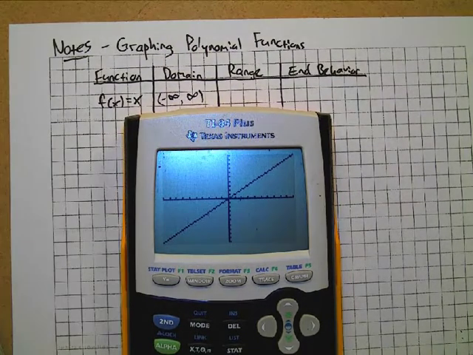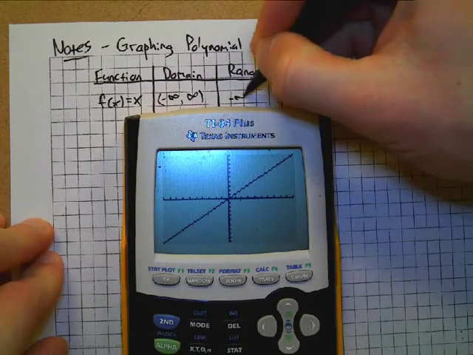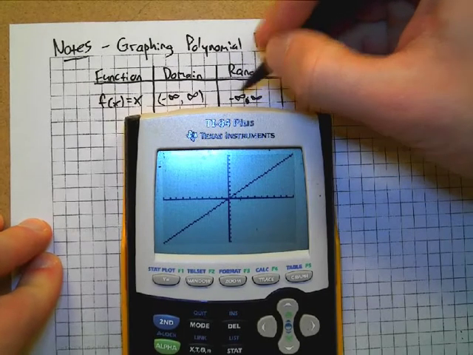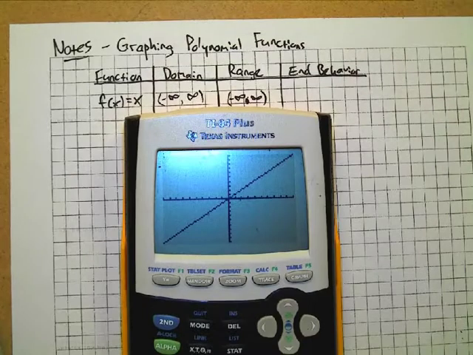All right, how about Christian? What about the range for this, Christian? What's the lowest it's going to go? Negative infinity. And then the highest? Infinity. Oops, my comma there got out of control. There it is. Okay, negative infinity to infinity.